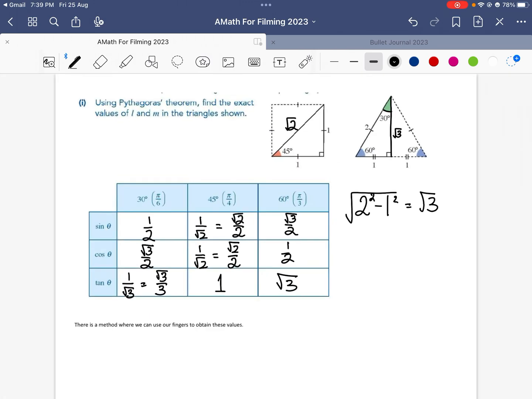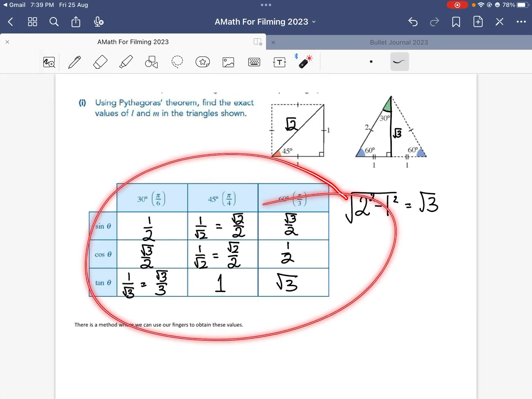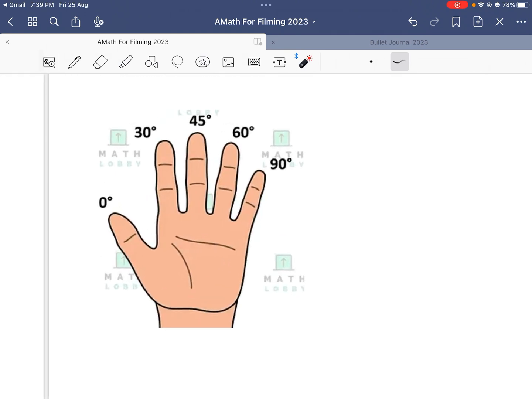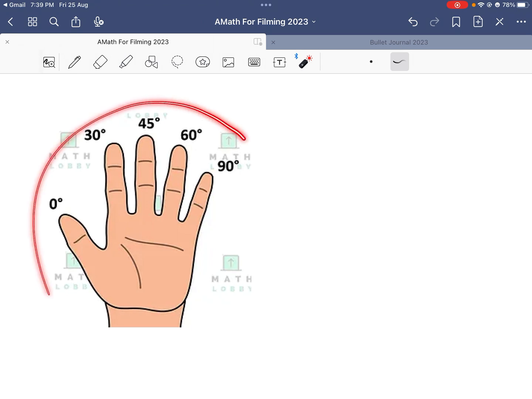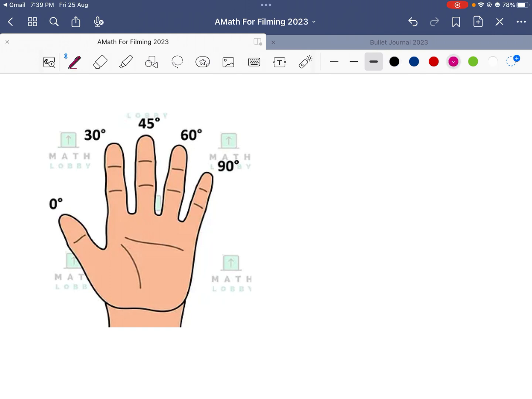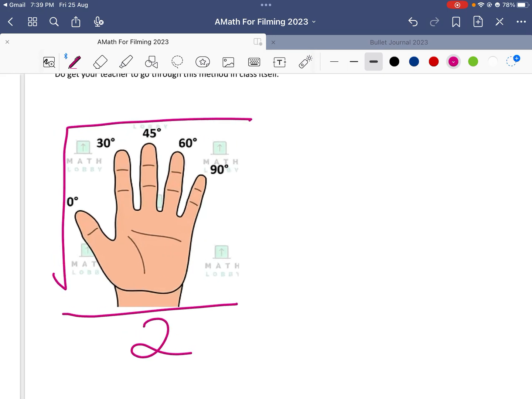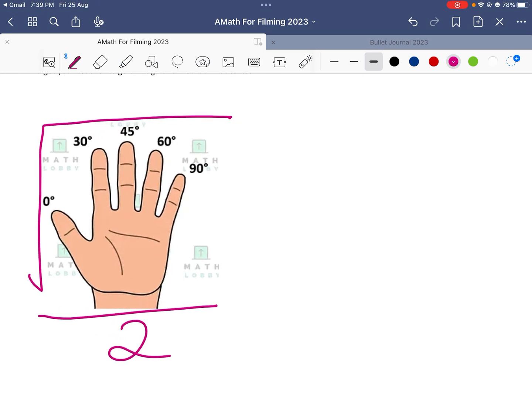So once again, you need to be able to memorize these values, but not to worry, there's actually a way. Here what I have printed out is this hand. What your teachers will go through with you in class is how to use the hand. Then just remember that there is this square root symbol over your hand, and your wrist is the fraction 9 divided by 2. So this diagram over here will help you to figure out what the different special angles are.